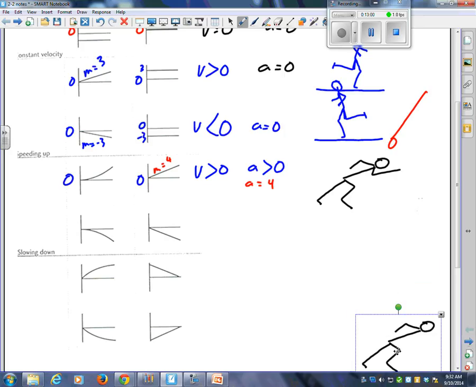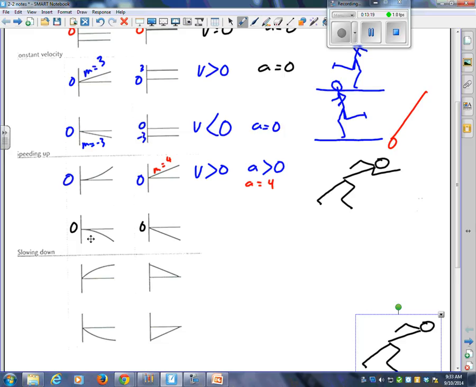Oh, missing an arm. Oh well. Okay, now the next one here. What if I'm going the other direction? Speeding up but negative. Speeding up but negative. Is the slope here increasing? Is the number value increasing?